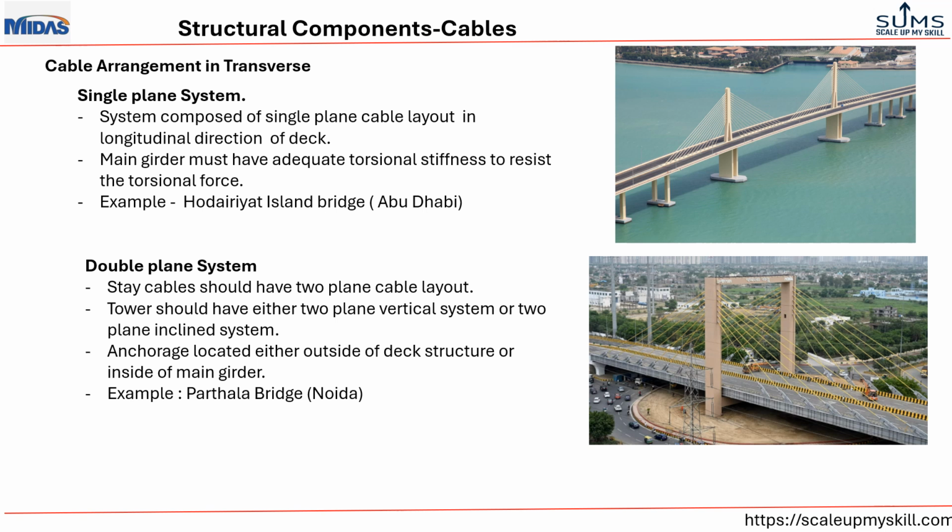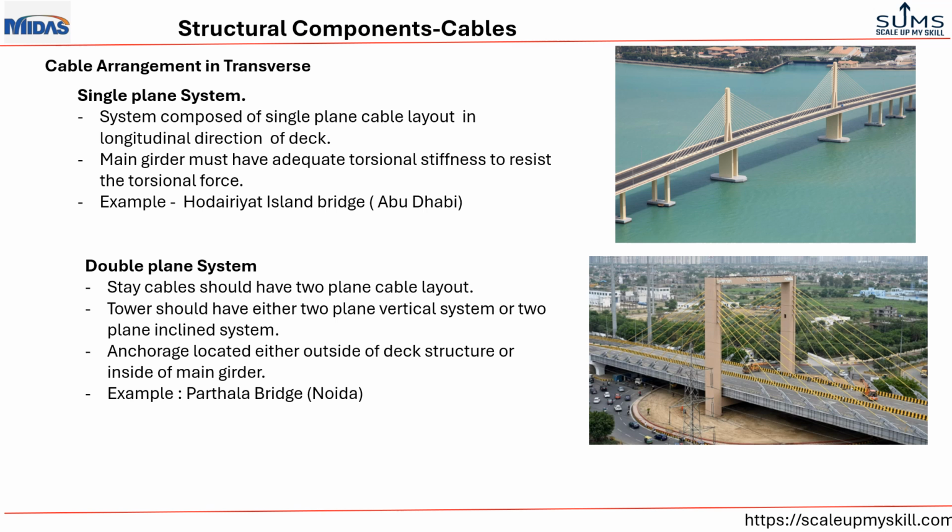Based on the cable arrangement in the transverse direction, there are basically two types of system. First, a single plane system. In a single plane system, the system is composed of a single plane cable layout in the longitudinal direction of the cables. So here the main girder must have adequate torsional stiffness to resist the torsional forces. On that side, you see the photograph of Hudayrat Island Bridge, which has a single plane system.